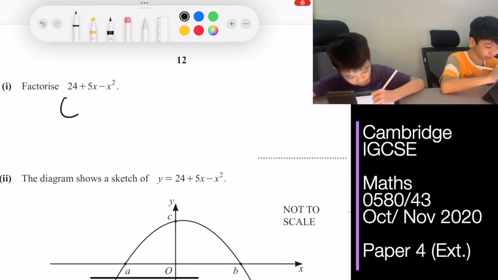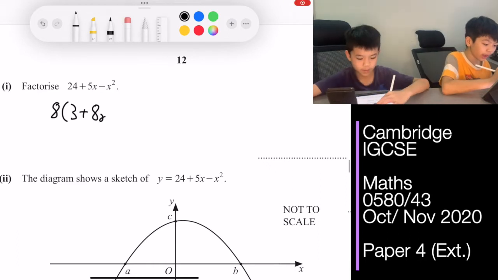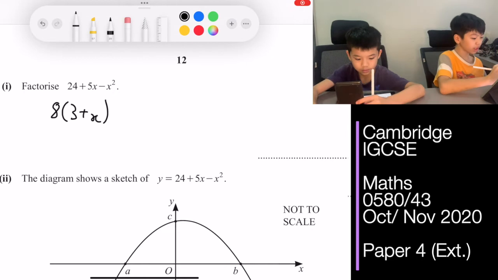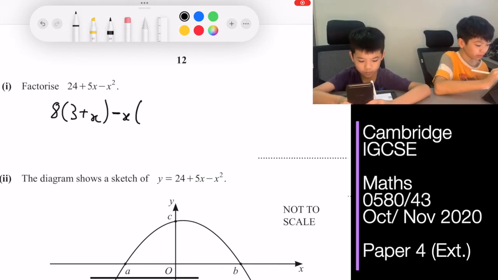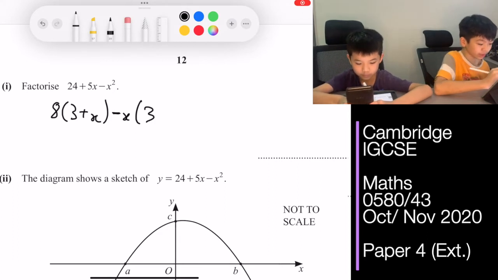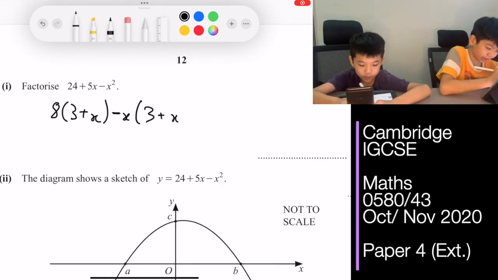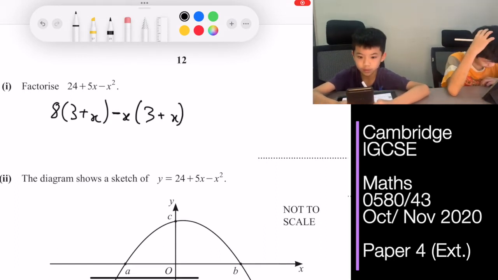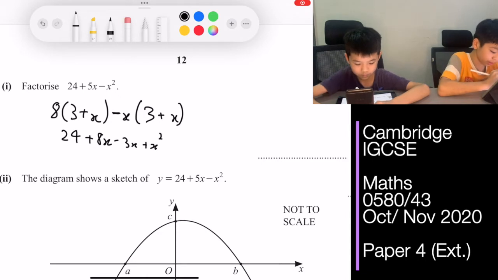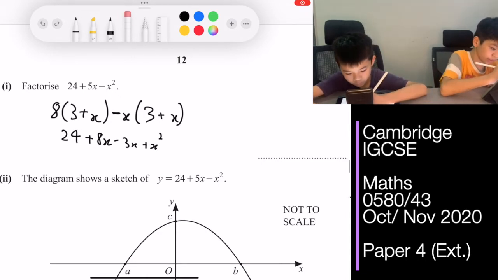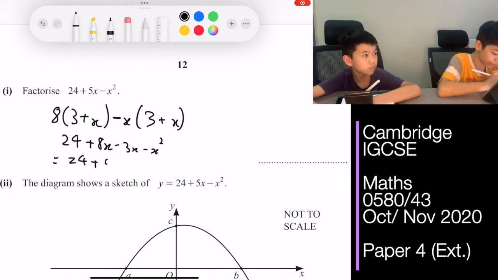So firstly, instead of just putting double brackets straight away, we can write 8 times 3 plus x, which will give us 24 plus 8x. Then we'll need to minus x times 3, so minus 3x, plus x again to get x squared. Then you can try and prove that 24 plus 8x minus 3x minus x squared is equivalent to 24 plus 5x minus x squared.